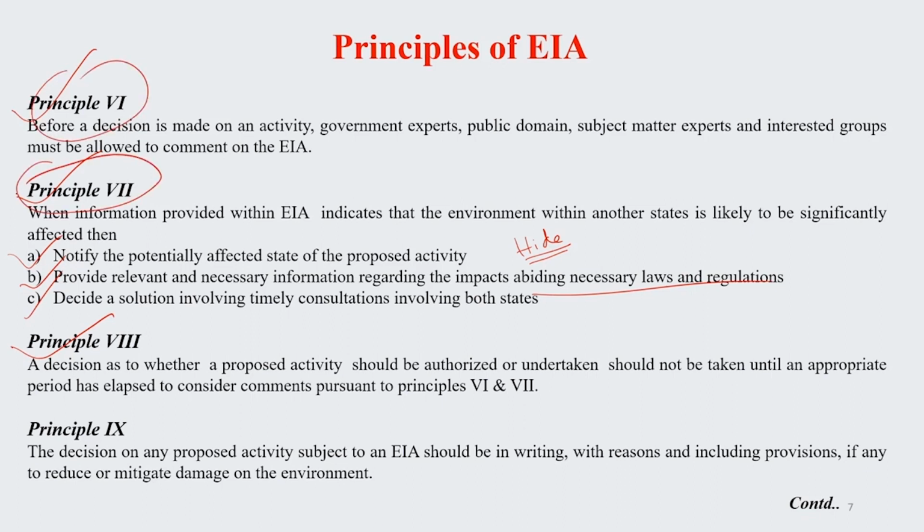So, in a sense, you must not hurry it up. Give a significant amount of time to the people and to the neighboring states to study the EIA report or outcome and give comments. Then you take a decision. Number 9, the decision on any proposed activity subject to EIA should be in writing. No verbal communication is encouraged because that does not have any record. So, the reasons, including provisions to reduce or mitigate the damage to the environment, have to be given in written form. Okay?